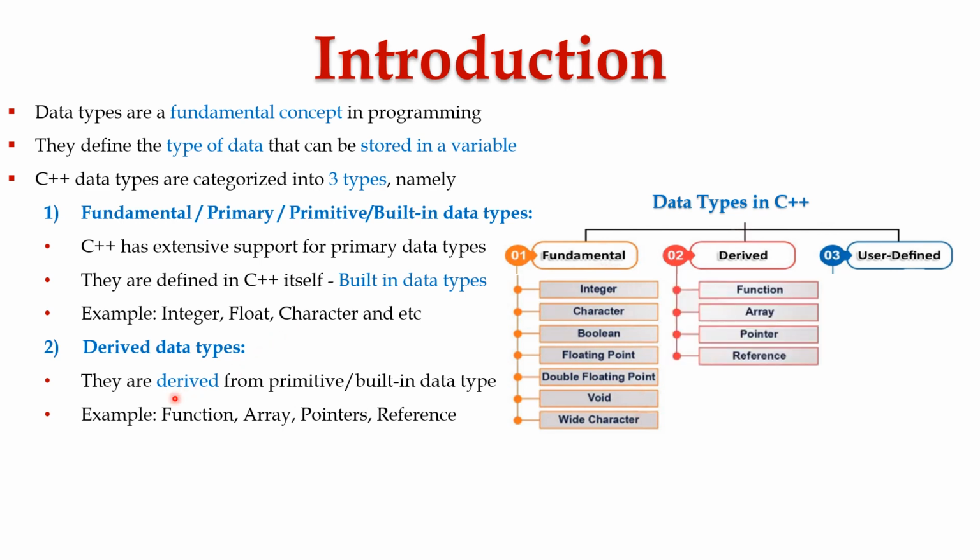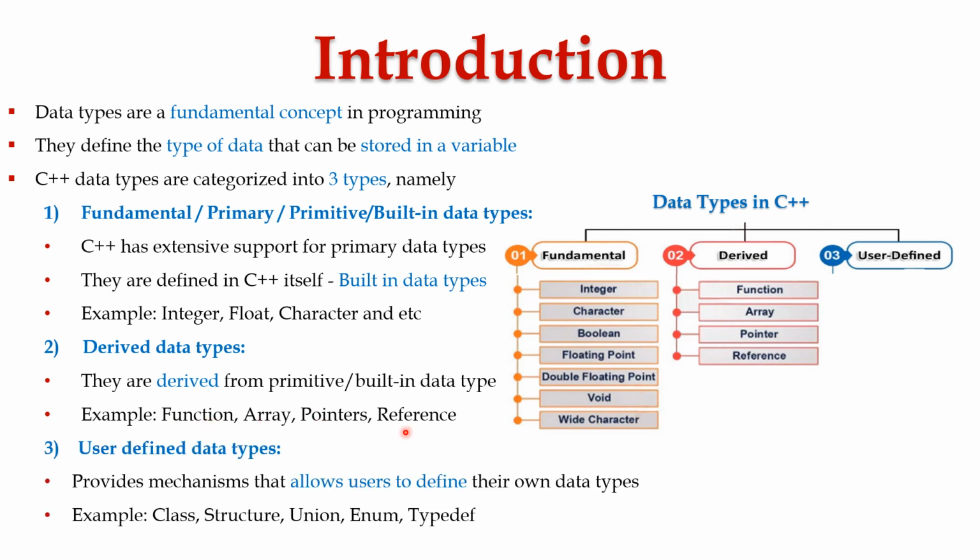Derived data types. They are derived from primitive or built-in data types. Example: function, array, pointers, and references. User-defined data types. They provide a mechanism that allows the user to define their own data types. Example: class, structure, union, enum, and typedef.